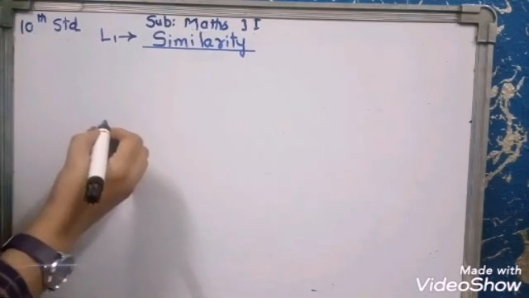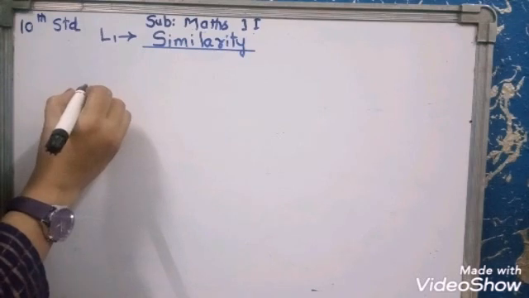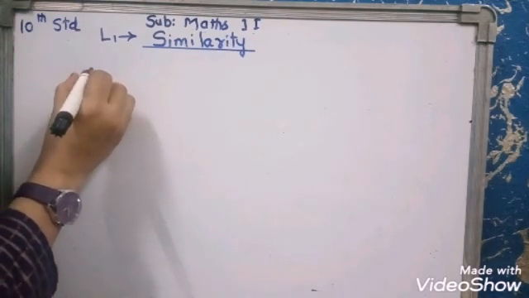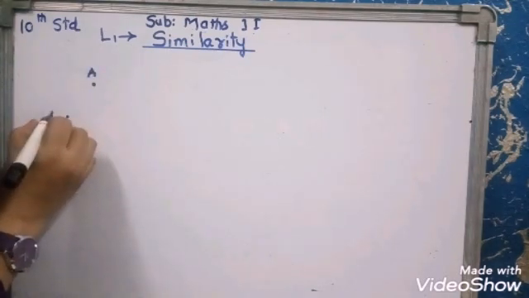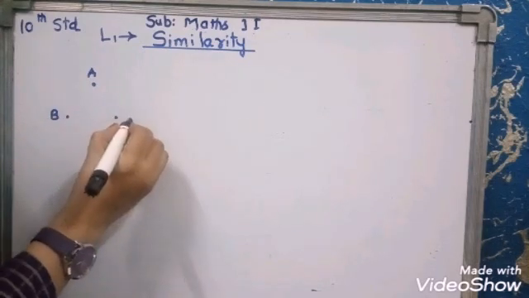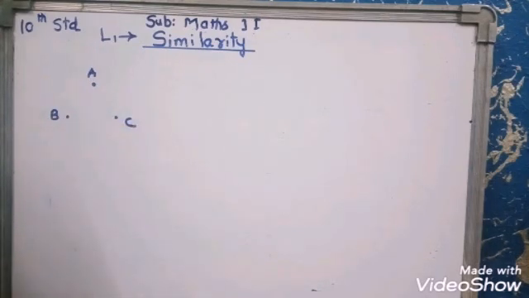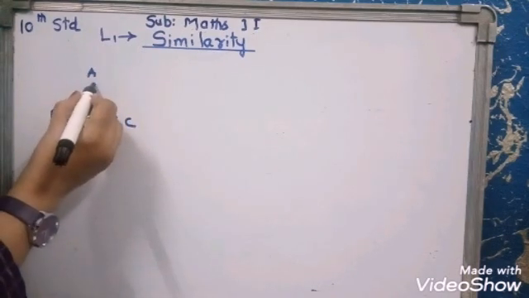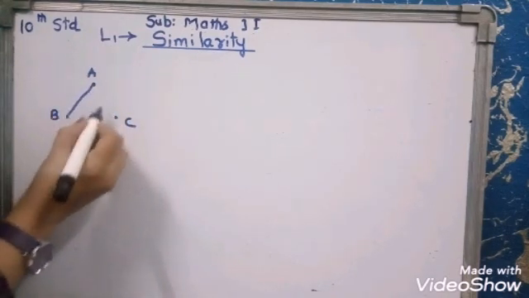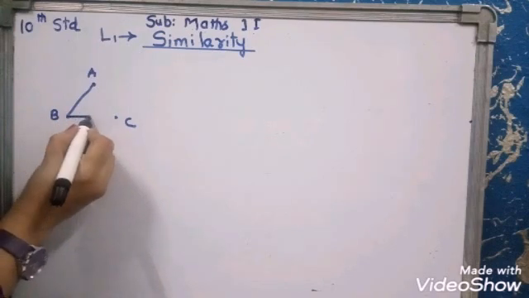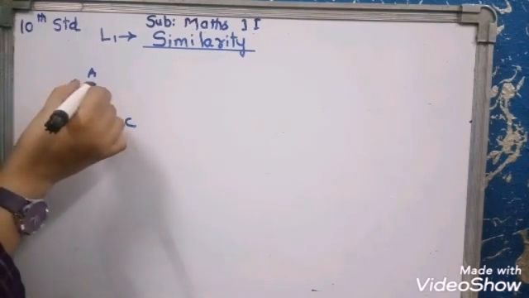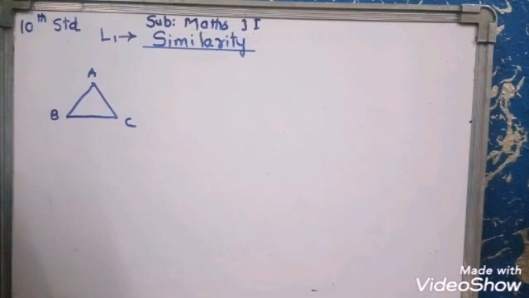Look at the diagram. Point A, point B and point C. These are three non-collinear points. If we join these three non-collinear points, then the figure we get is a triangle.